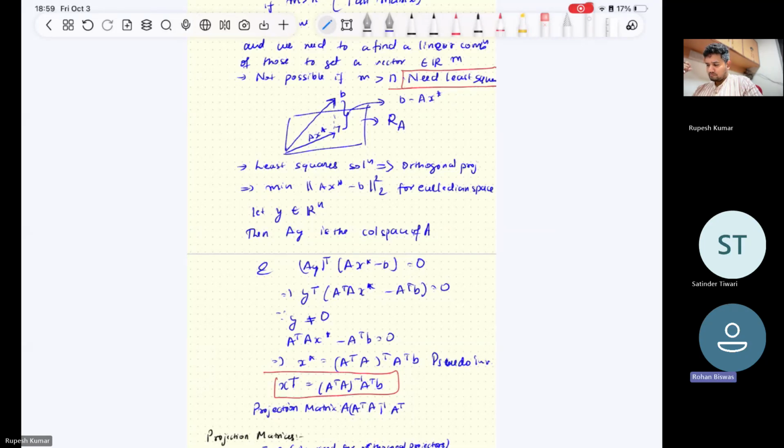But if we have more equations than the number of variables, or suppose we have infinitely many solutions, then will we take this kind of pseudo inverse? Because we have infinitely many solutions, so why approximate, when we have exact solutions?